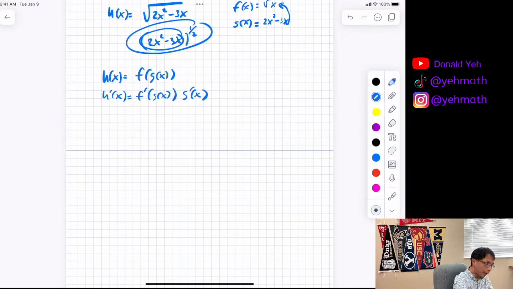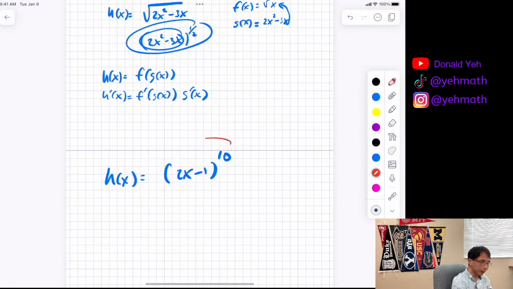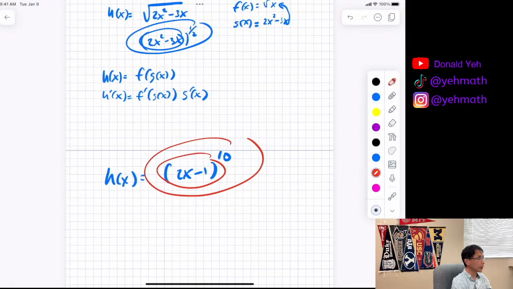So if I have this h of x, if I have something that I say 2x minus 1 to the 10th power. Now I'm gonna show you how to do it. That's a function within a function. The first function is x to the 10. The second function is 2x minus 1.